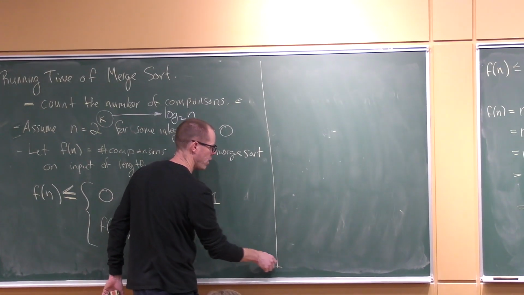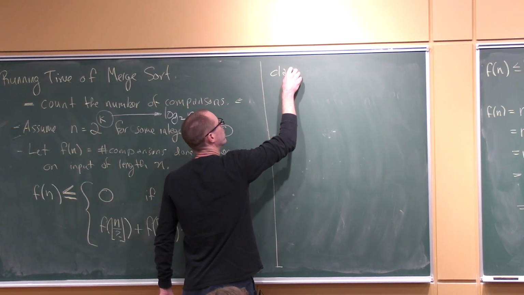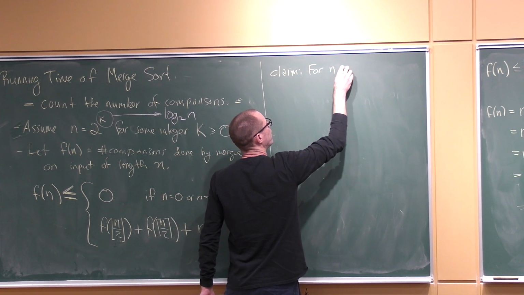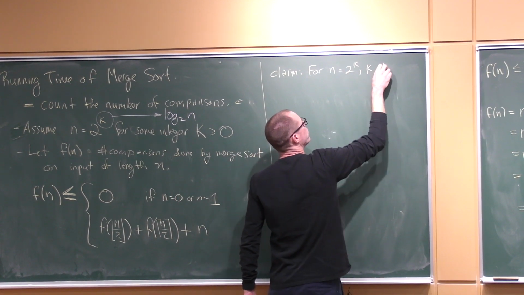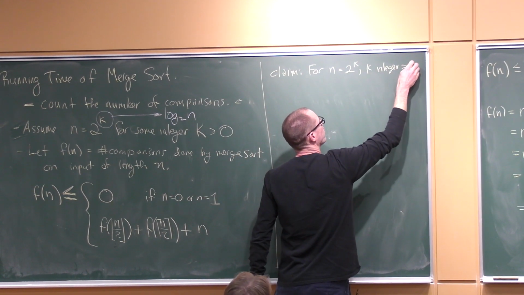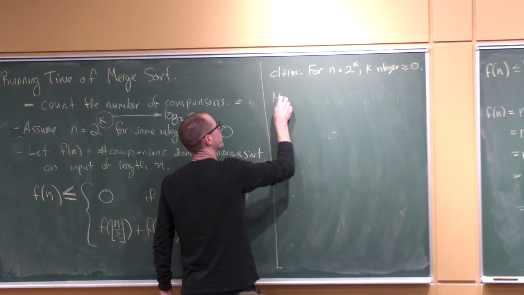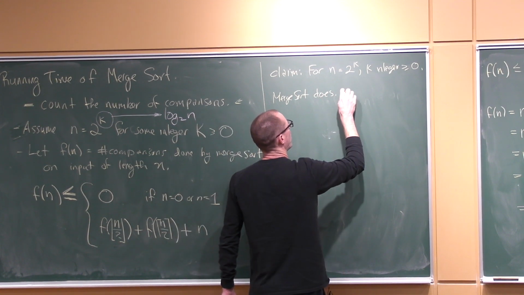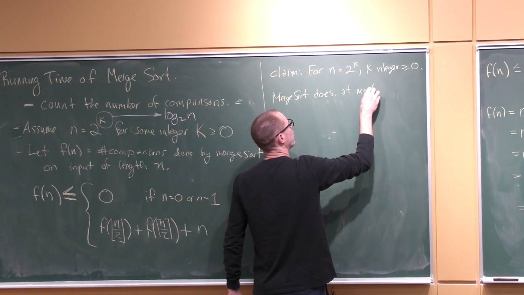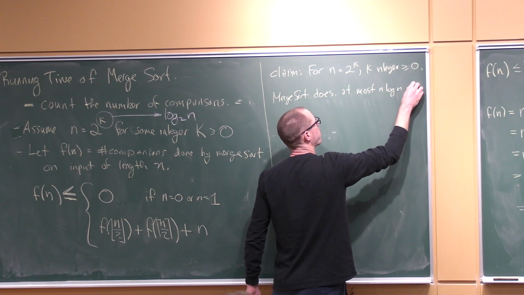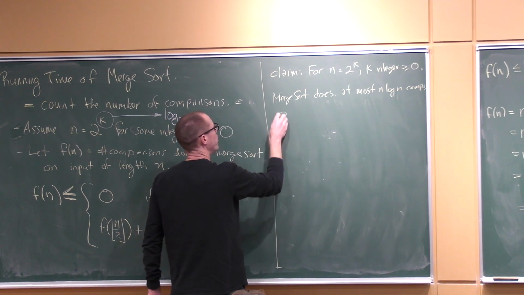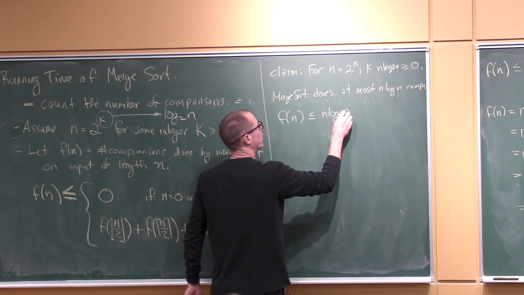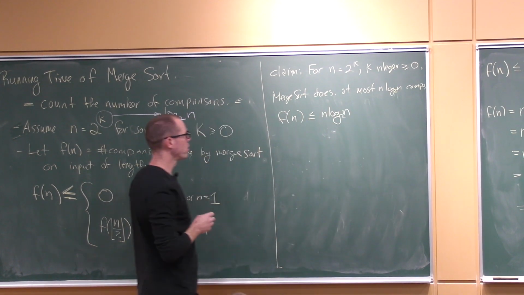just now use induction. So the claim is that for n equals 2 to the k, k an integer bigger than or equal to 0, MergeSort does at most n log n comparisons. And equivalently, that's saying that f of n is less than or equal to n log n, and the logs here are all base 2.